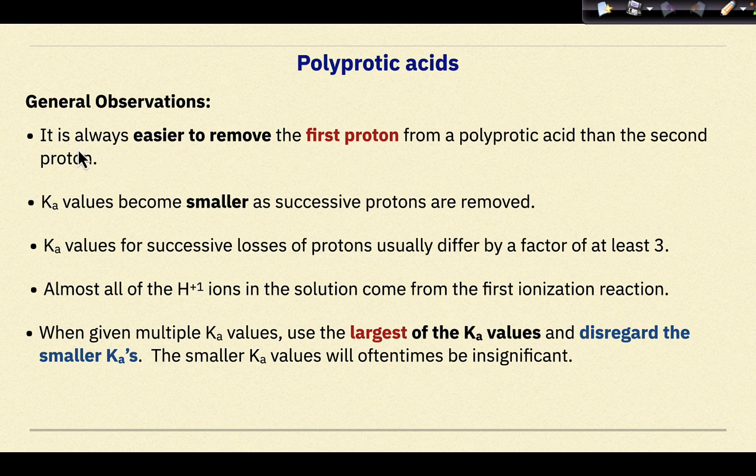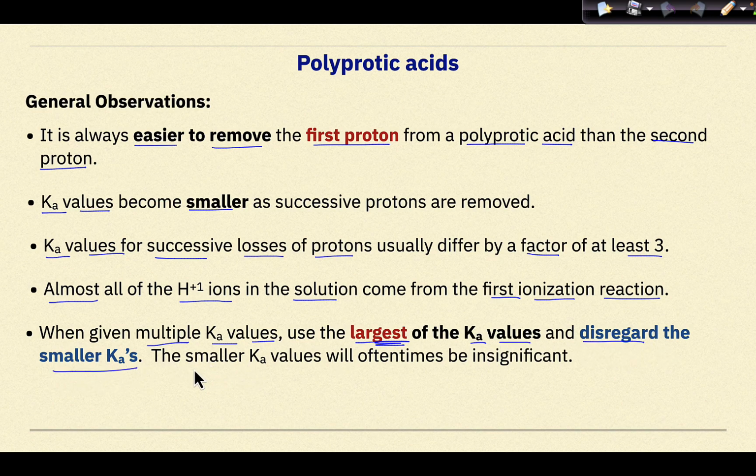General observations. It's always easier to remove the first proton from a polyprotic acid than the second proton. Ka values become smaller as successive protons are removed. Ka values for successive losses of protons usually differ by a factor of at least 3. Almost all of the hydrogen ions in the solution come from the first ionization reaction. When given multiple Ka values, use the largest of the Ka values and disregard the smaller Kas. The smaller Ka values will oftentimes be insignificant.